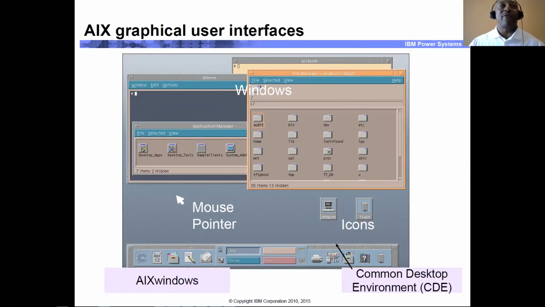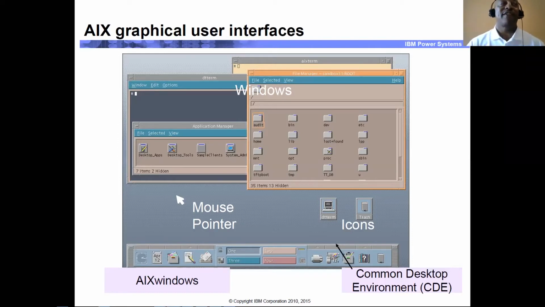Also AIXwindows is available, but for the most part, as administrators, we do not normally use these graphical user interfaces, because most likely if we're managing our environment, we might be logged in through PuTTY. We might be logged in through the HMC, the Hardware Management Console, which allows us to manage the different LPARs in our environment. We probably won't be using one of these interfaces. We're probably using either the graphical HMC interface or logging in command line into the HMC.